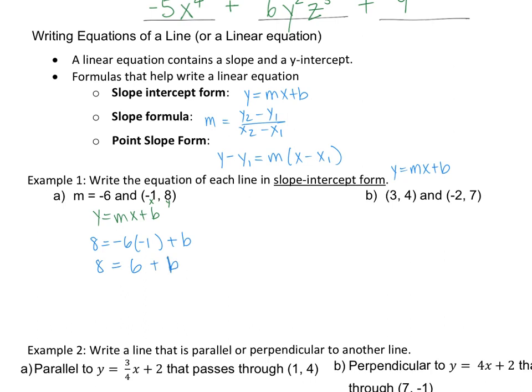This is a b, by the way. It's hard to tell my b's from my 6's. So now I'm going to subtract 6 from both sides. That cancels. So b is equal to positive 2?